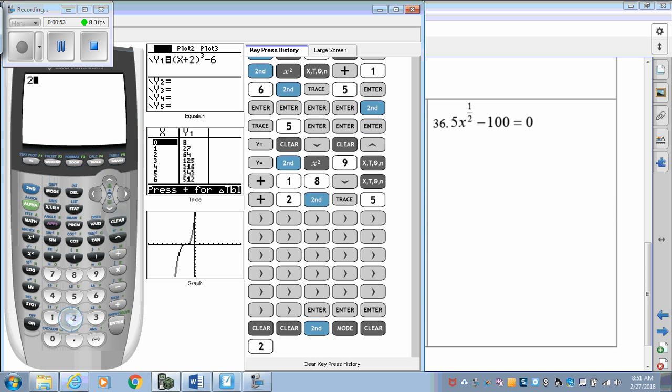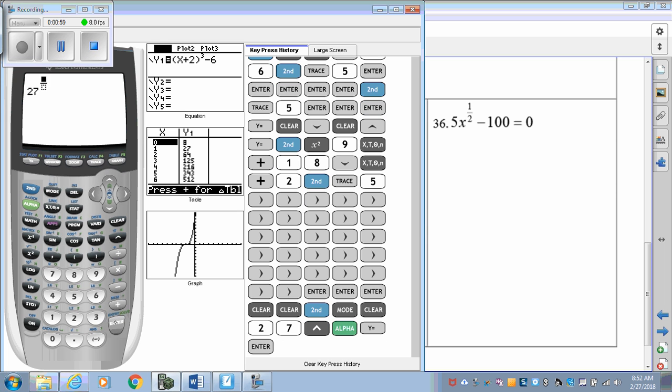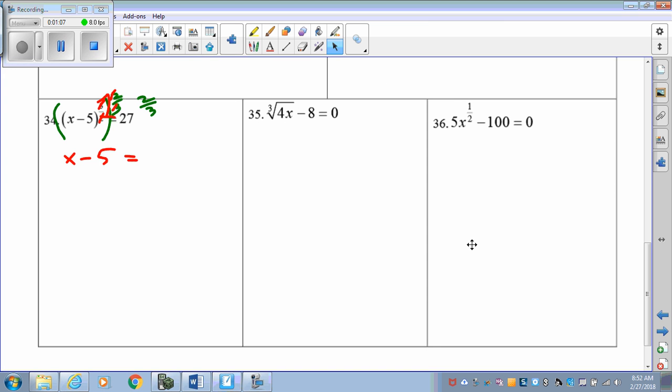Alright, so I'll take 27 to the 2/3 power, so I'm going to do alpha y equals to get my exponent as a fraction, so it's the 2/3 power, and I get 9. Okay, so over here I have 9. What that did is it took the cube root of 27, which was 3, and then squared it, and 3 squared is 9. Alright, so now we've got to get x by itself.